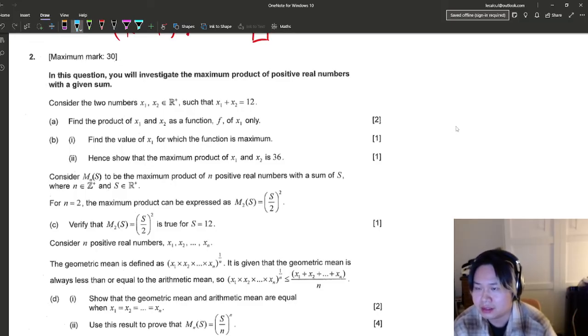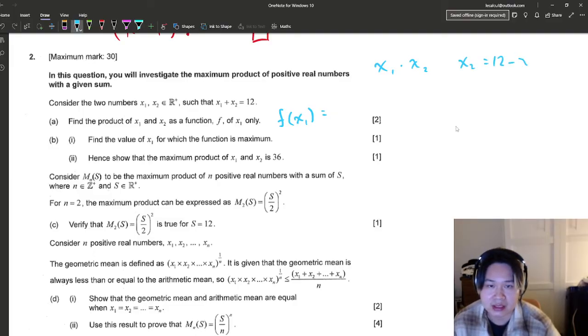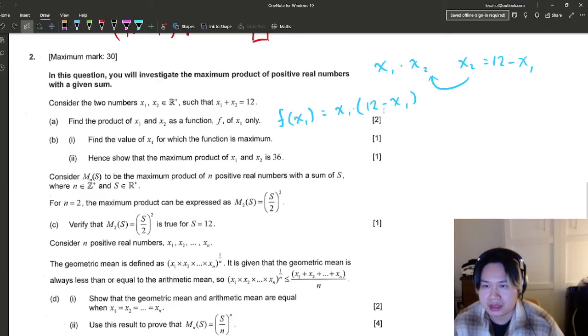So this is pretty straightforward, right? So f of x1, and then again, this is x1 times x2, but we know that x2 is basically 12 minus x1, so we just substitute that in there, and then we get x1 times 12 minus x1. I don't know if they want you to expand it out, but we can just leave it at that.